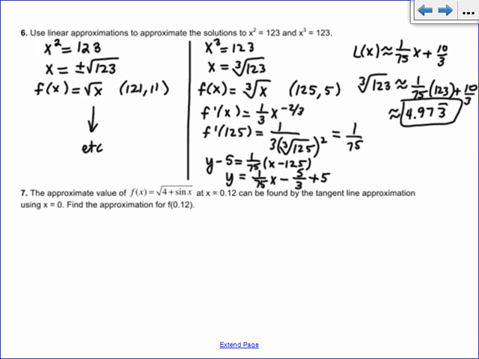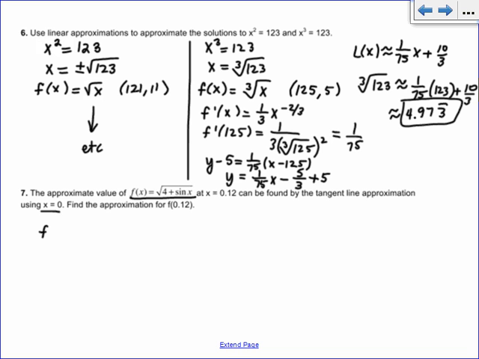All right, so this was an actual AP question a couple years ago. It says the approximate value of f of x equals the square root of 4 plus sine of x at x equals 0.12 can be found by the tangent line approximation at x equals 0. This was on the non-calculator portion, so let's try to do it without our calculator. We have our f of x, and we're using x equals 0 to be the place where it's close to. See how we don't want to use 0.12? Because we don't know how to do the square root of 4 plus sine of 0.12 without a calculator, right? We're trying to use this linear approximation.